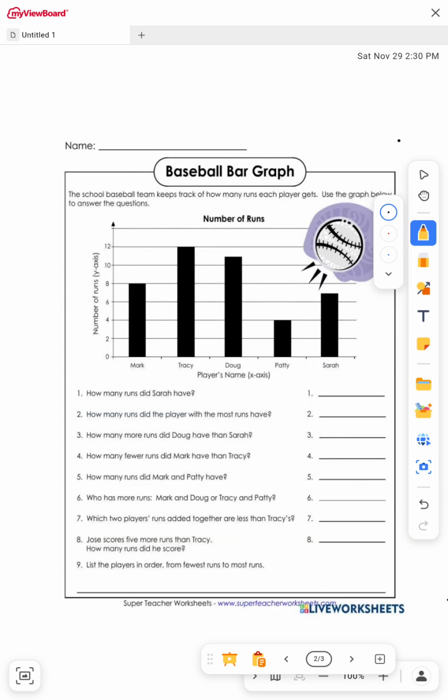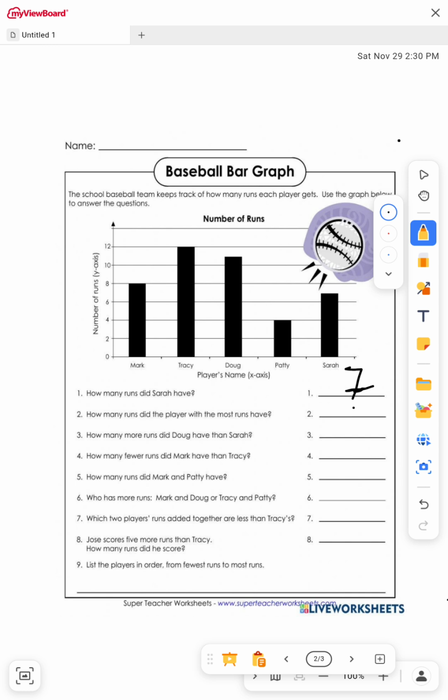Okay, let's move on towards the next graph. That is a baseball bar graph. The school baseball team keeps track of how many runs each player gets. Use the graph below to answer the questions. How many runs did Sarah have? Mark ran 8 runs. From the graph you can see Tracy ran 12 runs, Doug ran 11 runs, Patty ran 4 runs, and Sarah ran 7 runs. Sarah ran 7 runs.